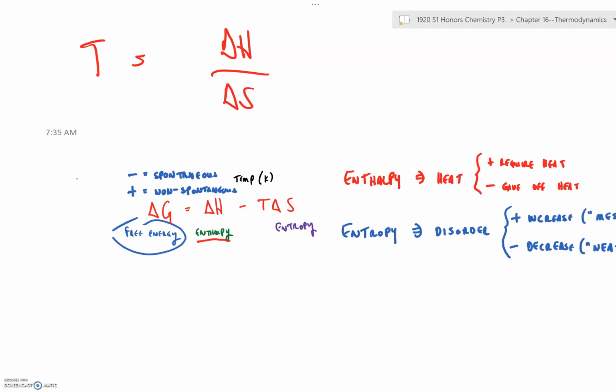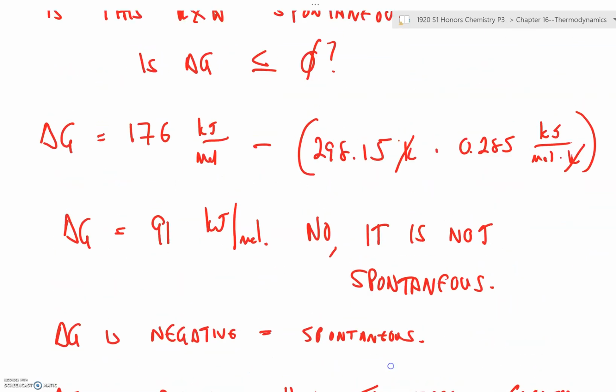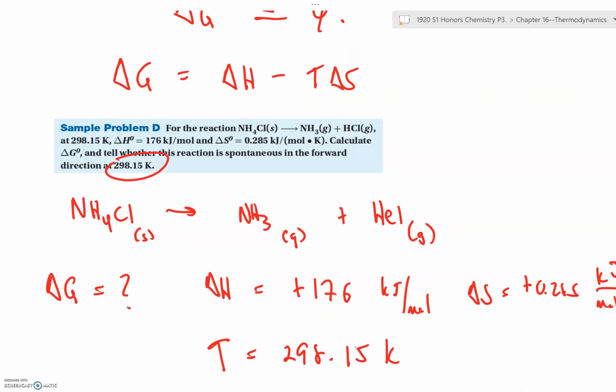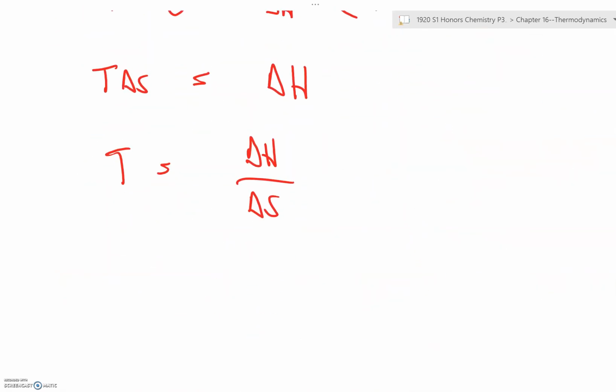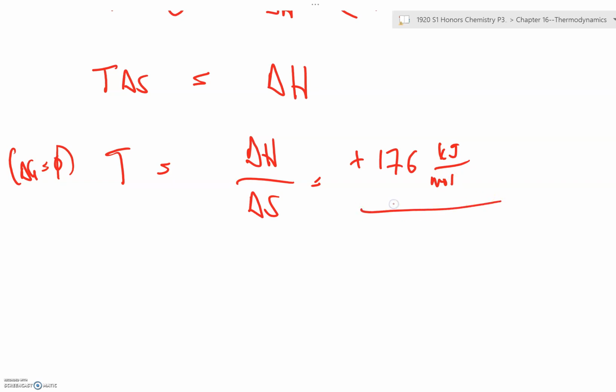This is the one that we already started with. You already knew these values for delta H and delta S. All we're going to do is plug them right into this version, where, let's remember, delta G is 0. So we know delta H, positive 176 kilojoules per mole, and we know delta S, positive 0.285 kilojoules per mole kelvin.